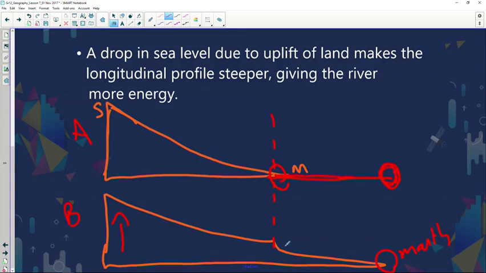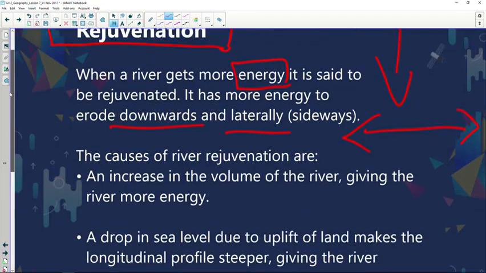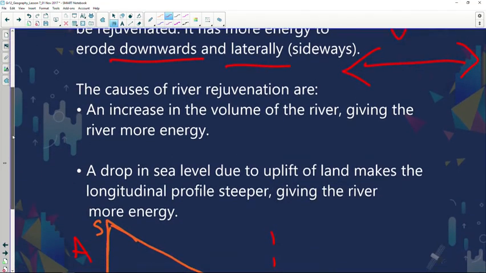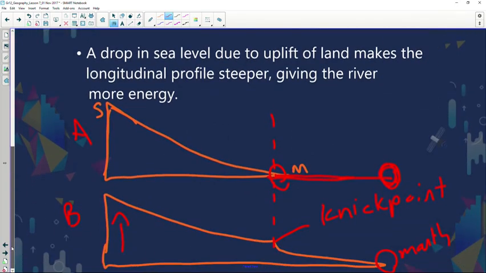So what was created over here? A nick point. And what do we call this nick point? We say it's the temporary base level of erosion. Now, all of a sudden, this beautiful concave longitudinal profile of a river is not graded anymore, but is ungraded because of the upliftment of land. Or sometimes, if you look at our first point, we experience an increased amount of water, so it's going to increase the amount of erosion, and erosional processes taking place laterally and vertically.